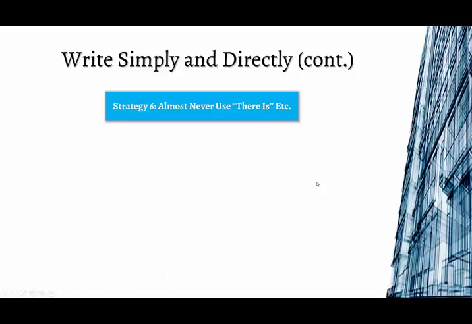Let's look at some other ideas for solving this issue of unnecessary wordiness. You almost never want to use there is, there are, there have been, there will be, or any other variation of that. These are called expletive structures, the same word that we use to talk about bad language. Expletive is also a grammatical term, and it refers to these kinds of indirect sentences. So this is a little bit of overlap.